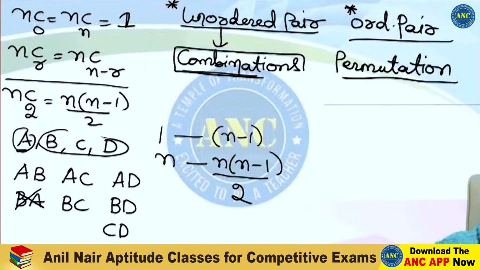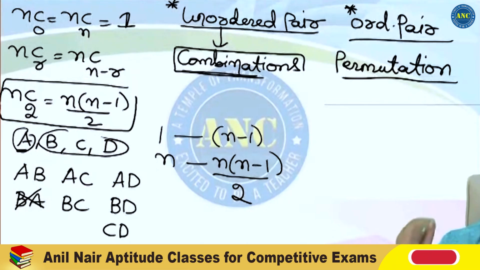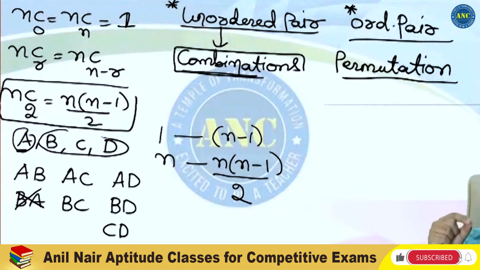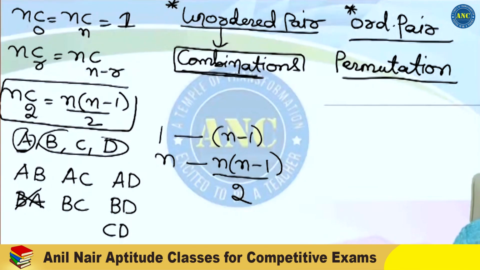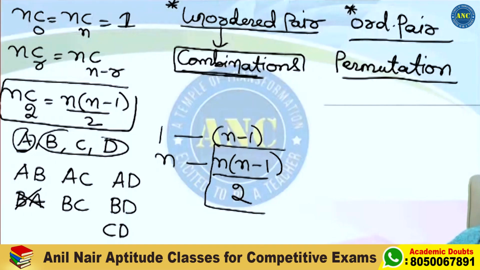nC2 is nothing but n into n minus 1 by 2. Why? A is taken with B, A with C, A with D. A is taken with all the remaining 3. A with 3, B with 3, C with 3, D with 3. But half of them are eliminated. So n into n minus 1 by 2.